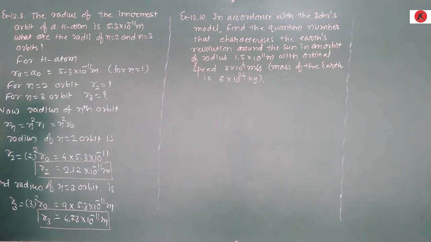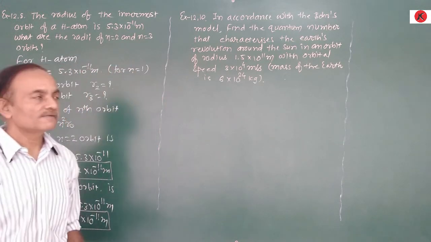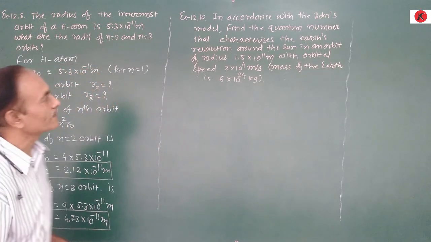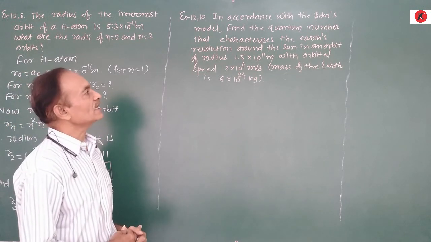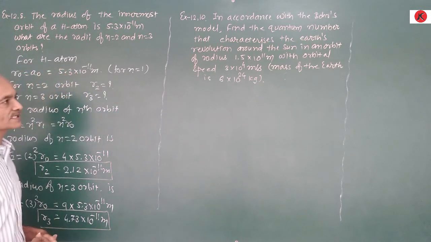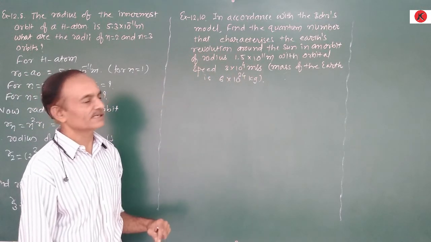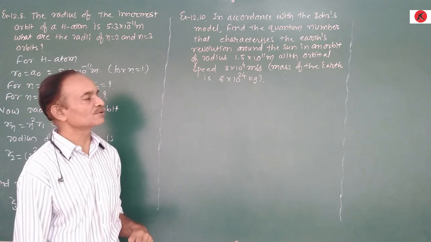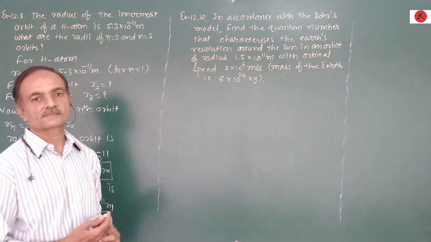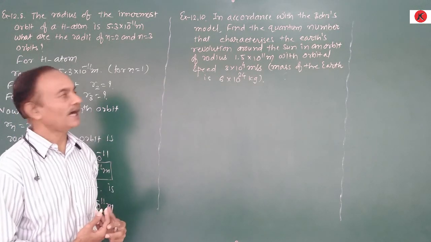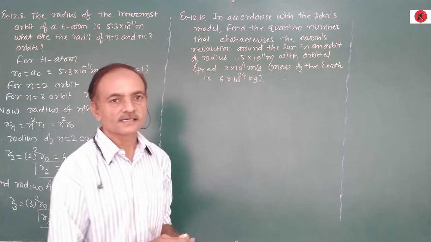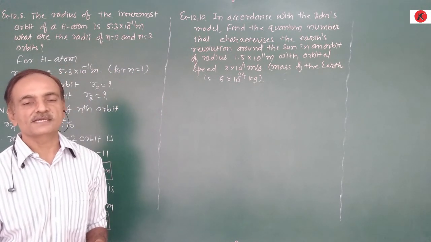Clear this? After that, we take the 12.10 numerical of the exercise. 10.9 we discuss after this. Okay. In accordance with the Bohr's model, find the quantum number that characterizes the Earth's revolution around the Sun in an orbit of radius 1.5 into 10 is to 11 meter, with orbital speed 3 into 10 is to 4 meter per second. We have to find out the quantum number of the Earth's orbit. The orbital radius of the Earth and the orbital speed of the Earth in the particular orbit is given. So as we compare with the atomic model, what should be the orbital number of the Earth?